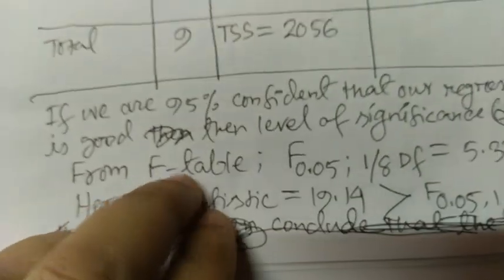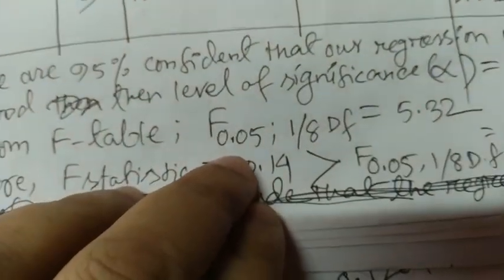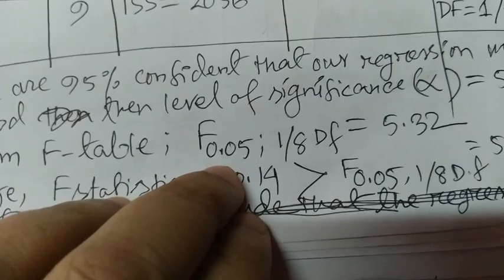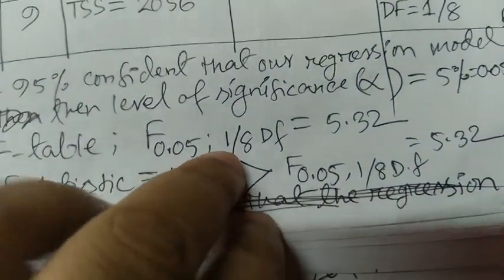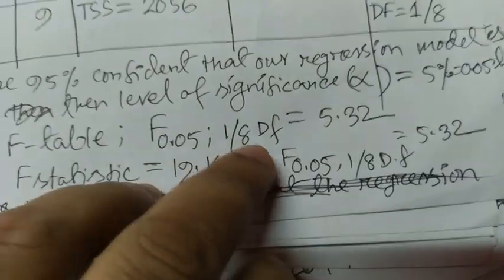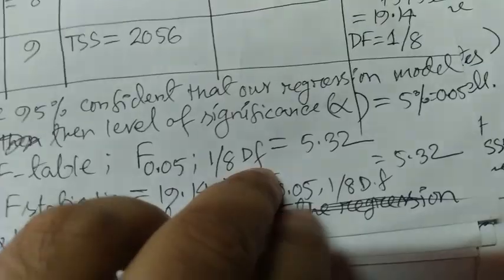So from the F table, this is the value for F 0.05, that means alpha value 0.05, and degrees of freedom is 1 by 8. Exactly this way we have to write it, 1 by 8 degrees of freedom. The value we get from the table is 5.32.